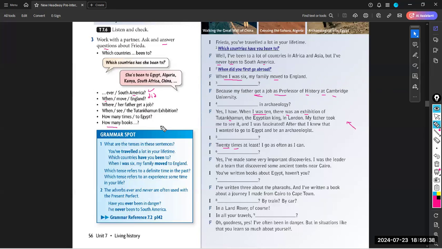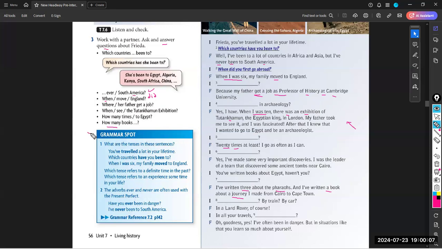She has written 3 about the pharaohs, and she has written a book about a journey. Yeah, exactly. So she has written 3 about the pharaohs, and a book about a journey she made. So the overall number is 4 books exactly. Okay, so this is it now, everything about Hoffmann.